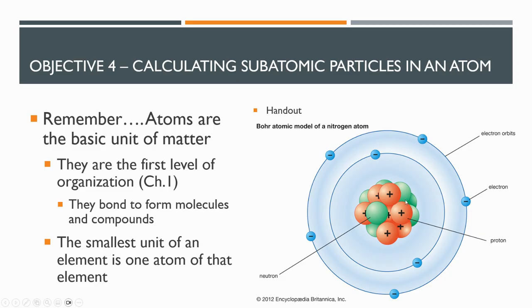So remember, you have a handout in your packet if you want to get that out and take a look at it. But inside you have the nucleus, and the nucleus consists of the protons and the neutrons. And then around the outside, in what we call the electron cloud, you have your electrons. And you can find those in different energy levels, okay?